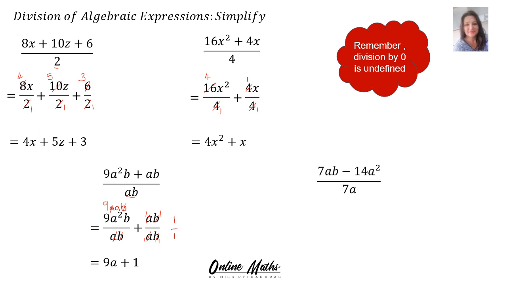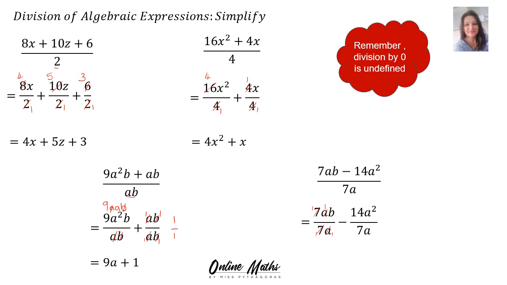Let's look at another one. Now, again, there's a 7a, so there's a coefficient and a variable under the line. So what you're going to do is you're going to split up your sum, and every term on top at the numerator you will put over the denominator, the 7a. And then you will cancel out. We'll start with the first term. 7 goes in itself once, 7 goes in itself once. So the 7 and the 7 cancel. A goes in itself once, a goes in itself once.